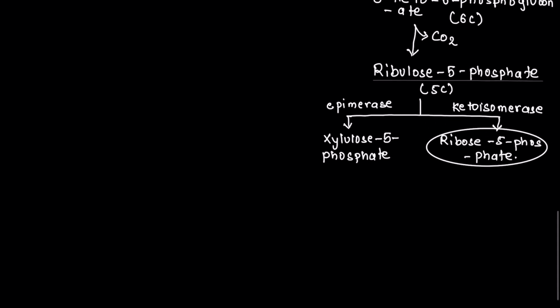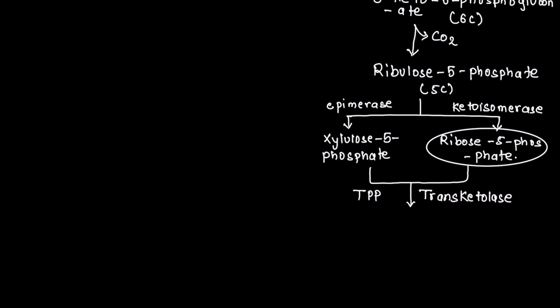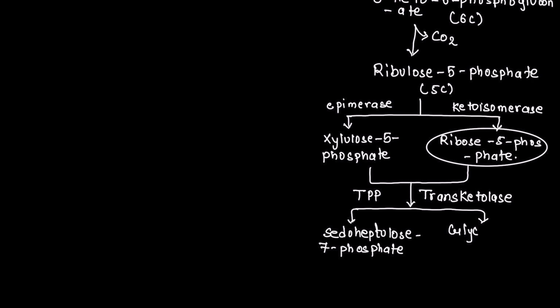This is a pentose. Now these two react in the presence of the enzyme transketolase, in the presence of TPP, thiamine pyrophosphate, and get converted into a 7-carbon compound and a 3-carbon compound, that is sedoheptulose 7-phosphate and glyceraldehyde 3-phosphate.